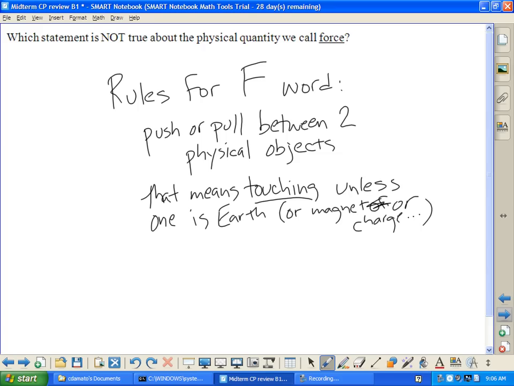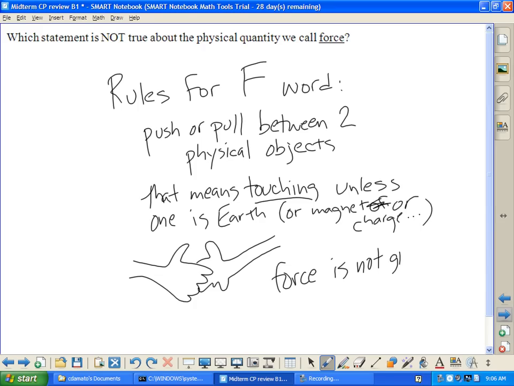Remember, a force is like a handshake. What happens to the handshake when the hands aren't touching anymore? It ain't there. So anything, force is not given, it's not taken, it's not applied.